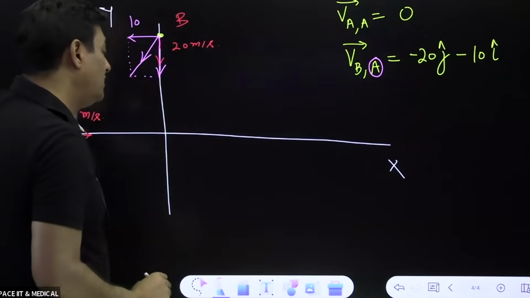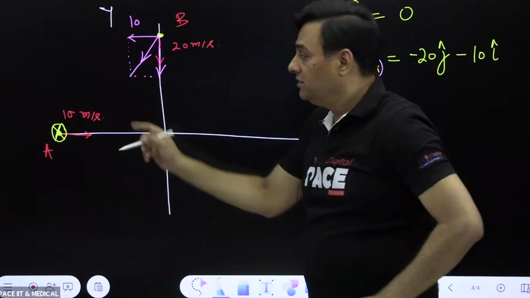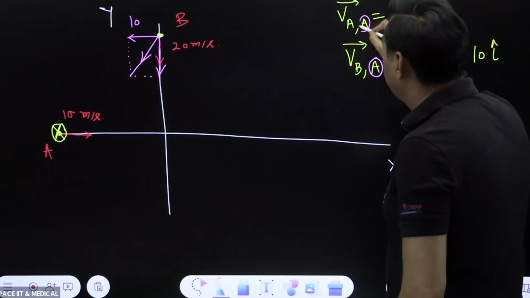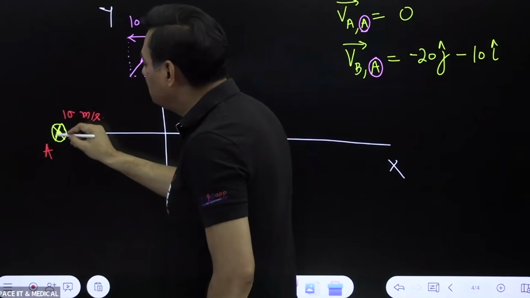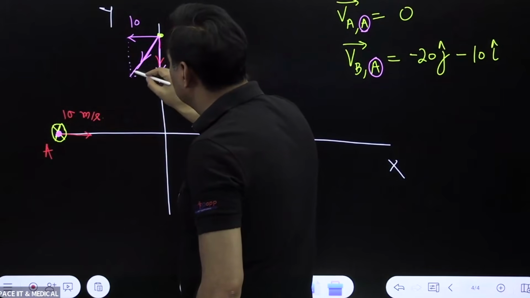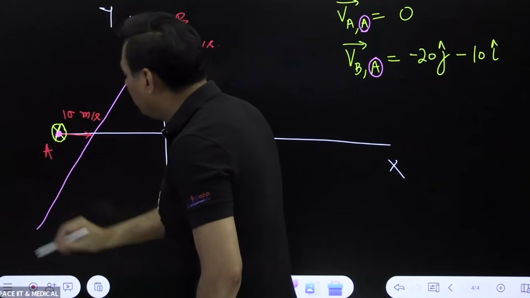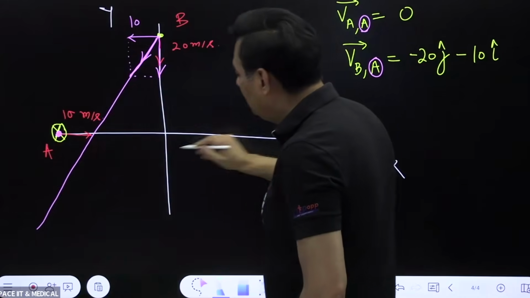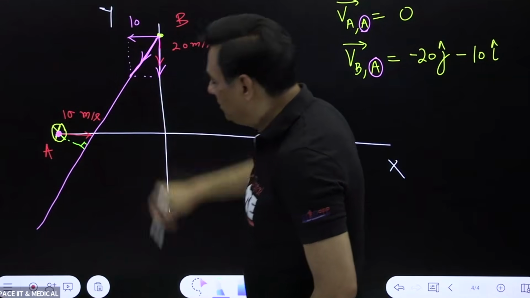So now just understand this. How is A feeling now? A is the observer. We went into his brain. We are observing everything from his brain. A feels he's at rest. So he is fixed and B is moving like this along this line. Now, can you tell me what is the closest distance between these two? Will this perpendicular distance be the closest distance between these two or not?